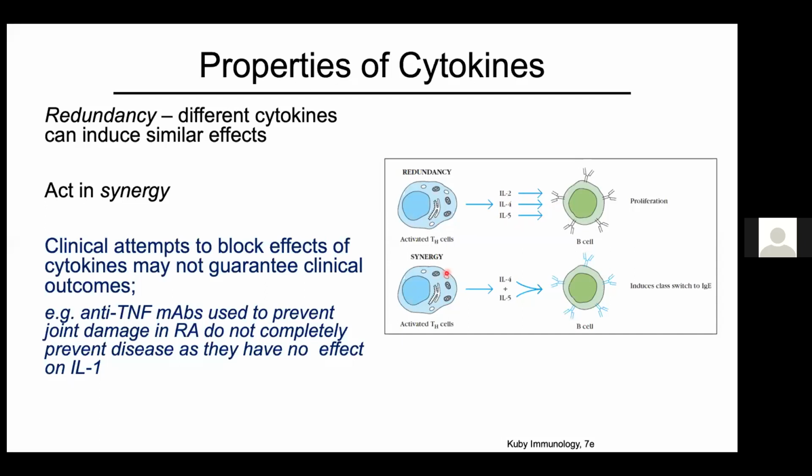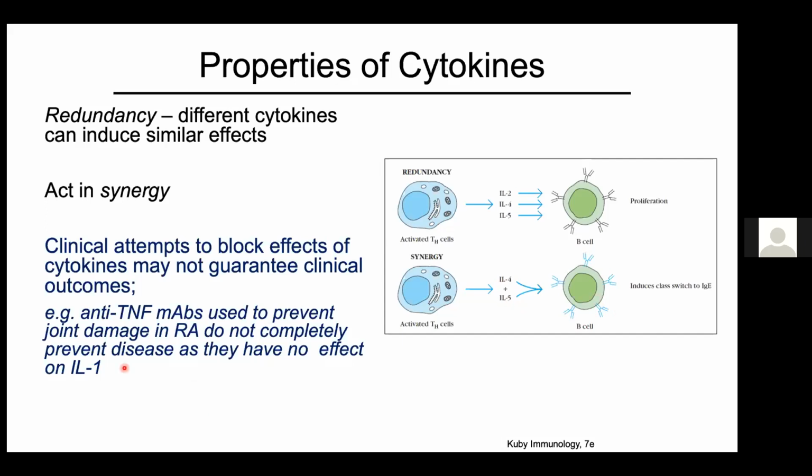The other effect is synergy. Synergy basically means there's an additive effect. So for example, interleukin-4 in addition to interleukin-5 would actually cause the B cell to switch from the default immunoglobulin production. So usually the default immunoglobulin produced by your B cells or your plasma cells is IgM, but interleukin-4 and 5 would switch this to IgE production, okay?